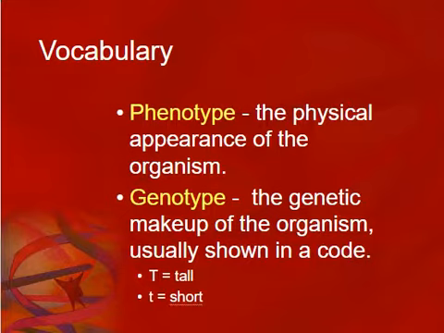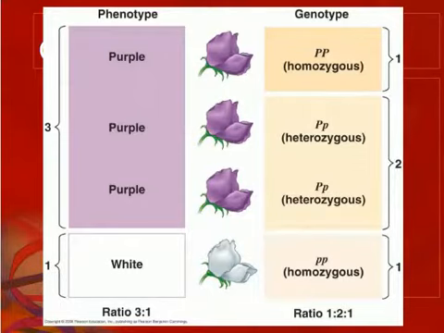Phenotype is the physical appearance of the organism. The genotype is going to be the genes. So if I ask for a genotype, I'm asking for letters. If I am asking for a phenotype, I'm asking for words. Examples: phenotype on the left there, you see 3 purples and 1 white. Genotypes, we see 2 different, some homozygous and some heterozygous that still lead to purple, and then we see the homozygous recessive. That's our double recessive.